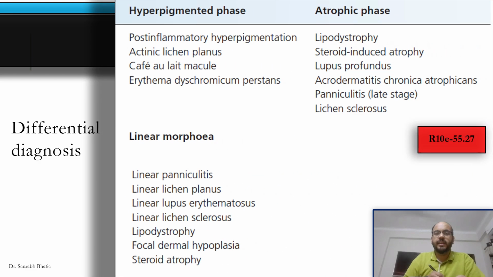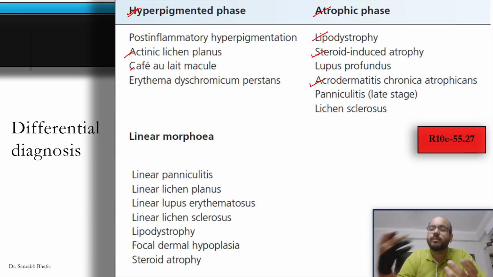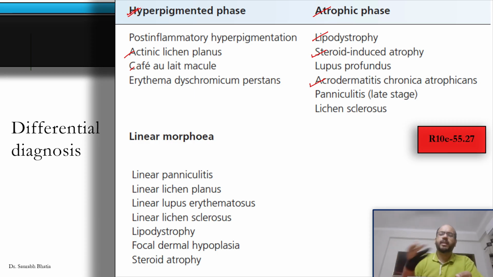Okay, in the phases of hyperpigmentation, for example, in the hyperpigmented phase, you can have actinic LP or cafe au lait macules. In the atrophic phase, lipodystrophy, steroid-induced lipodystrophy, acrodermatitis chronica atrophicans, which is the late-stage Lyme disease, which connects Borrelia with morphea pathology. So that can also be taken as a differential diagnosis. Lipodystrophy because of HIV infection is taken as a differential of Parry-Romberg. But in lipodystrophy because of retroviral infection, it is mostly symmetrical and bilateral, while Parry-Romberg is unilateral.